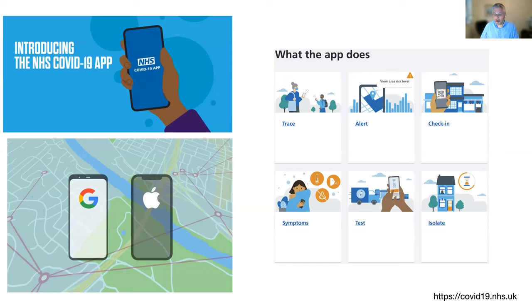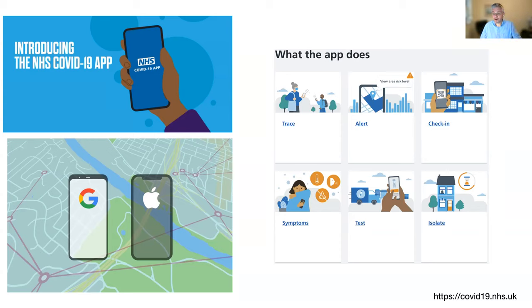So I now want to talk about what happened after the launch of the app. So that was sort of phase one, development of the app. Phase two is the launch of the app. So we launched eventually the NHS app based on the Google Apple system. And the core functionality really, it has turned out, was contact tracing.